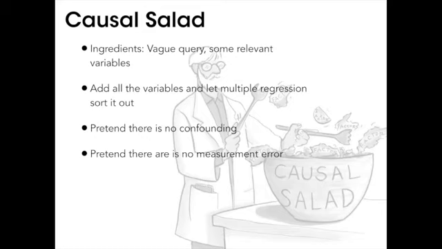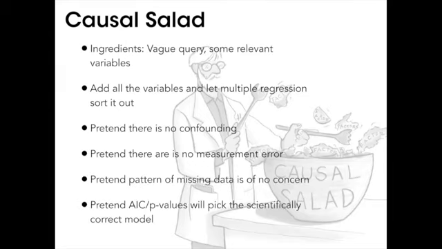We pretend there's no confounding. We don't talk about it, right? If there's confounding, it must be something we've measured. And we pretend there's no measurement error. Or if there is, we say measurement error is not super important here. We pretend the pattern of missing data is of no concern, right? We just do some arbitrary operation on the missing data. We may not even describe it in the paper. And we pretend that AIC and p-values will pick the scientifically correct model.